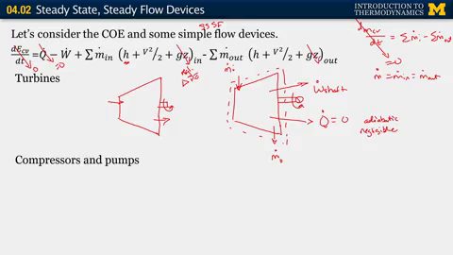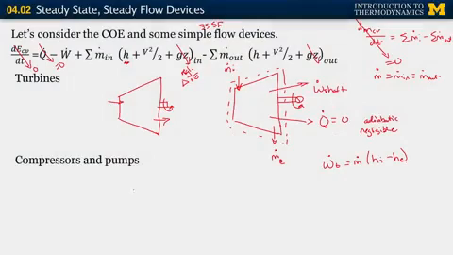So what we'll ultimately find, and we'll prove this to you here shortly, is that the work transfer for a turbine is simply governed by the mass flow rate times the enthalpy difference between the inlet and the outlet. So h in minus h exit, or h out, or whatever subscript you want to use to make that notation. But it's simply a difference between the enthalpy in and the enthalpy out. So those are turbines.